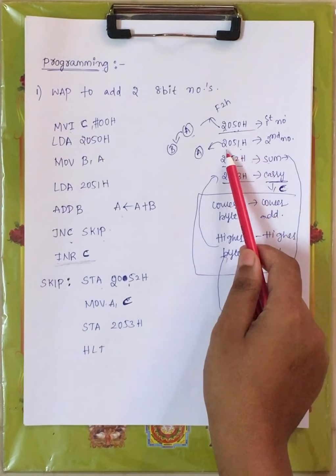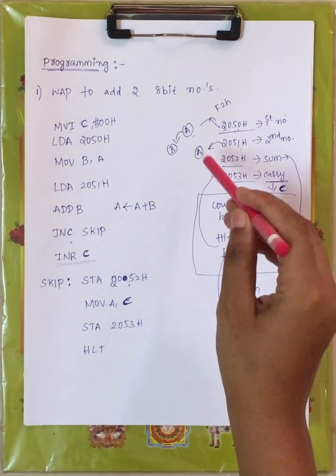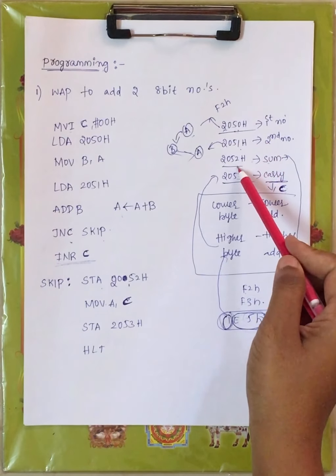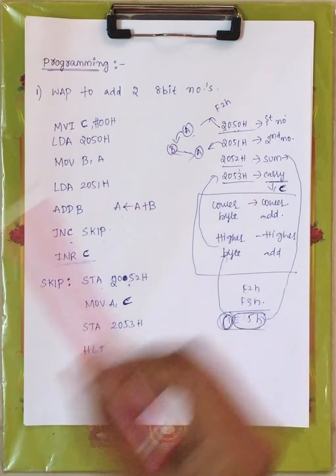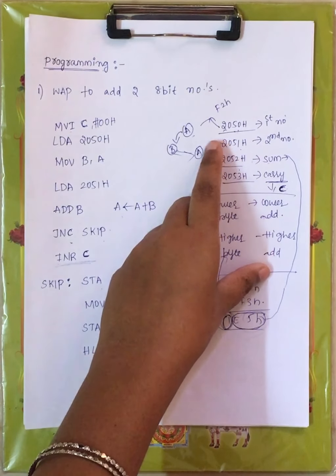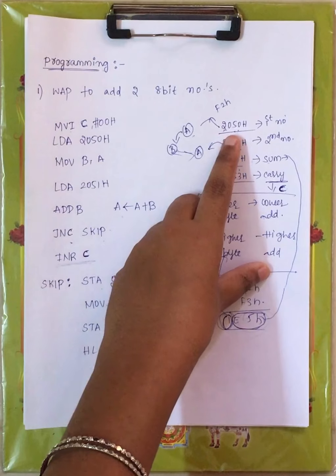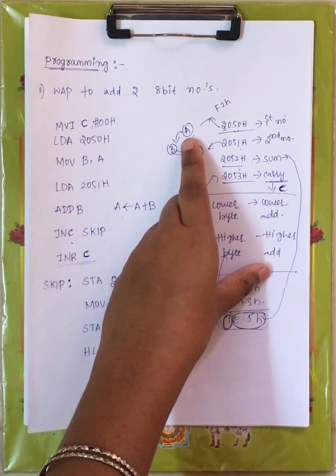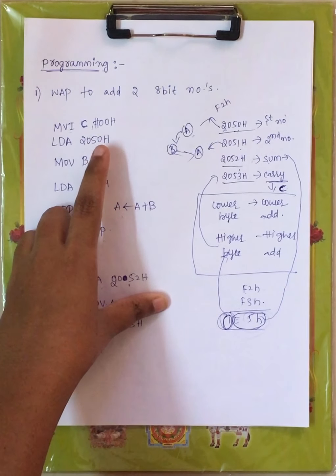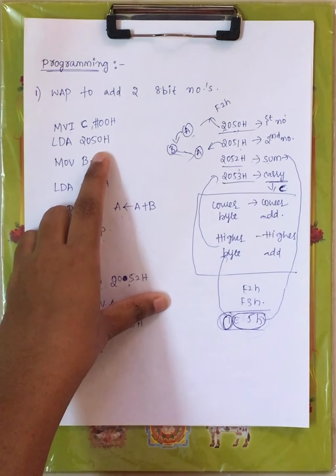Now the second number has to move to the A register. Now we have to add these two contents, right? Now the sum has to be stored under 2052h and the carry has to be stored under 2053h, right? Now what is the first instruction? First the contents of 2050h have to move to A. Now for that purpose we have the instruction LDA, address 2050h, right?